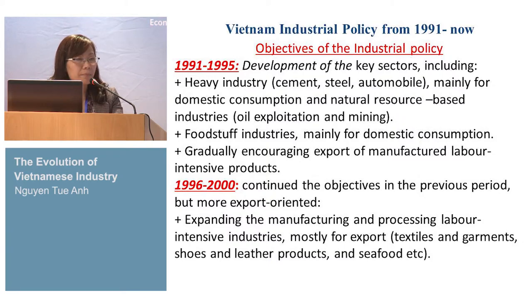So what about the objective in the next period, from 1996 to 2000? The objective still continued the one implemented in the first period, however with a more export-oriented attempt. In this period, the industrial policy was also aiming at expanding manufacturing and processing labor-intensive industries, mostly for export. For example, textiles, shoes, and leather products, and also seafood in this period.